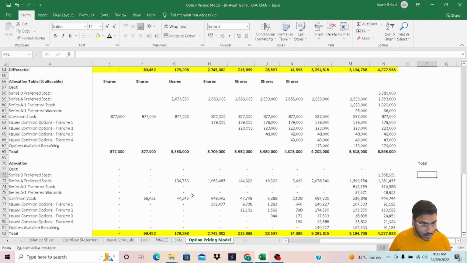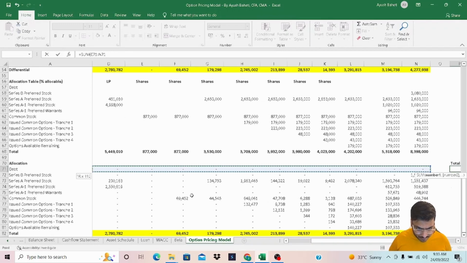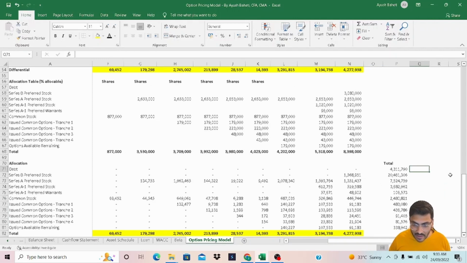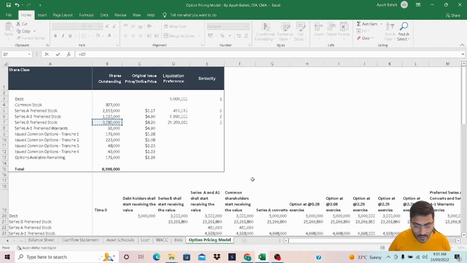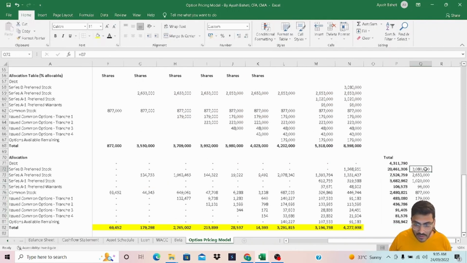Let's calculate the total. So for each of the shareholders, this is the total value, which is the sum of the value allocable at each level. Debt holders anyway will only receive the debt preference, so that's why the value will not change, but all of these are the values for each of the shareholders. So I'll again just link the number of shares now. So for Series B, Series A. Okay, so I've just linked the number of shares for each of the shareholders.